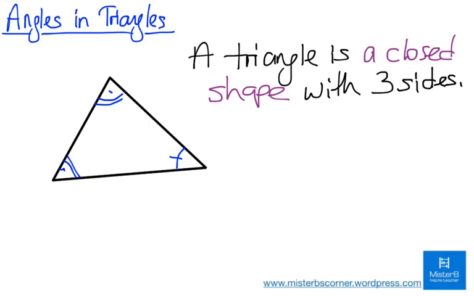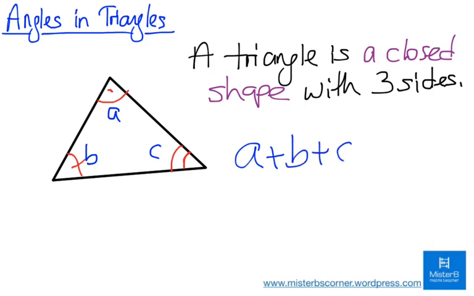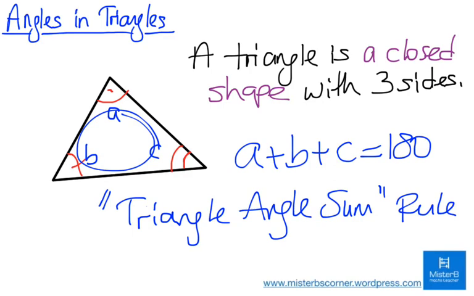Now, regardless of the angles being the same or not, we can say that these angles add up to 180 degrees. This is something that we know since primary, maybe, right? So we can say that if this is the angle A, this is the angle B and C, these are the measures, then A plus B plus C is 180 degrees. So this is called the triangle angle sum rule. Let's see a few examples.